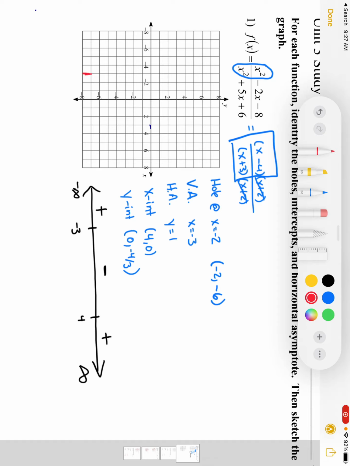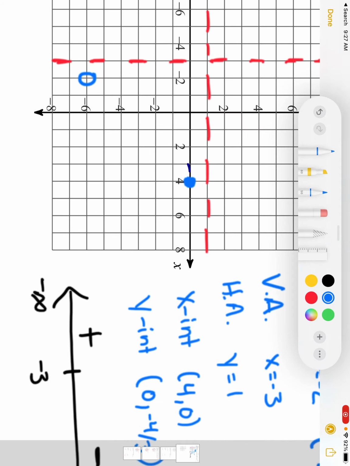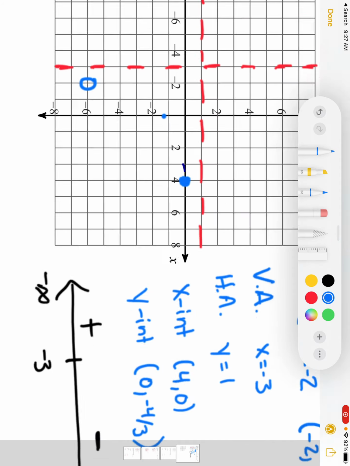That is going to be here, x = -3. We have a horizontal asymptote at y = 1. And we're going to plot our hole at (-2, -6). Get a hole right here. X-intercept at (4, 0), and a y-intercept at (0, -4/3), which is like -1 1/3. So we'll say the y-intercept is right there.